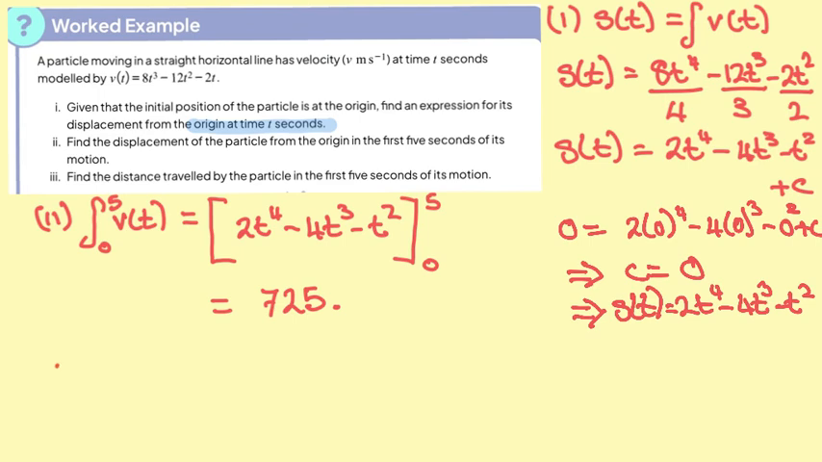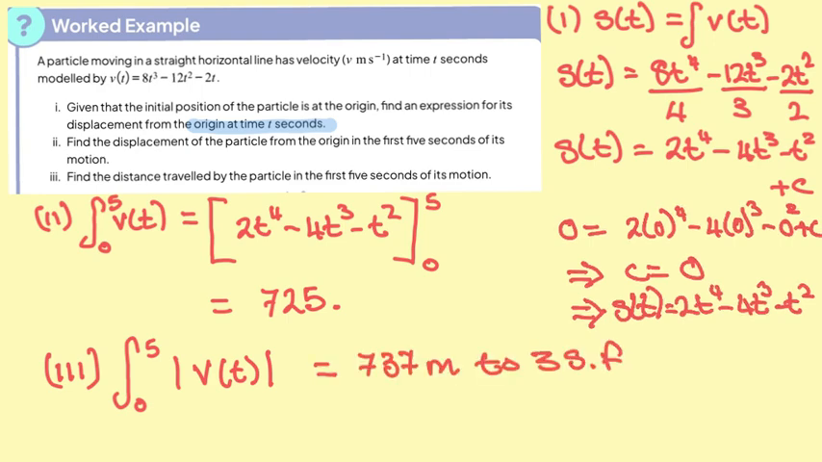Part 3. Find the distance travelled by the particle in the first 5 seconds. For this question, we need to find the integral between 0 and 5 of the absolute value of v with respect to t, which can be done on a GDC, giving 737 meters to 3 significant figures.